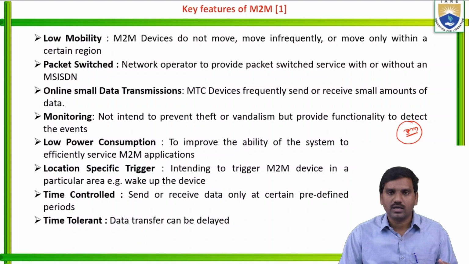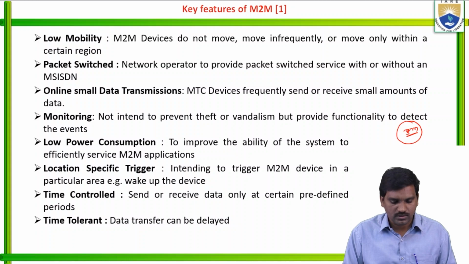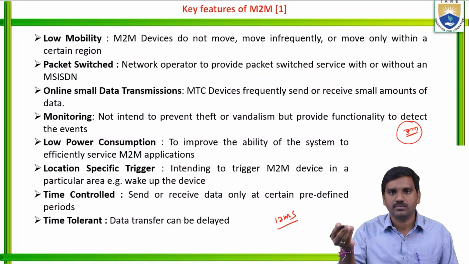The next one, low power consumption, to improve the ability of the system to effectively service M2M applications. Next one, location specific triggering. In order to locate or trace the location, the triggering happens when the M2M device is in a particular area, that is, it wakes up the device. The last but one, time controlled: send or receive data only at a certain predefined period. We have to define, for example, 12 milliseconds. Within the 12 milliseconds only we have to send some amount of data.